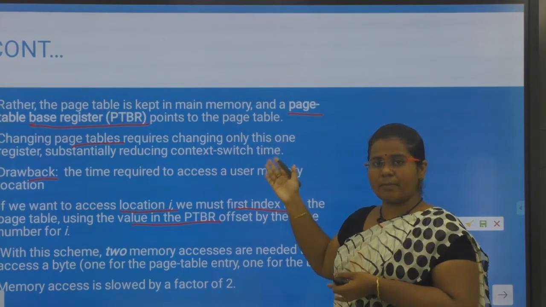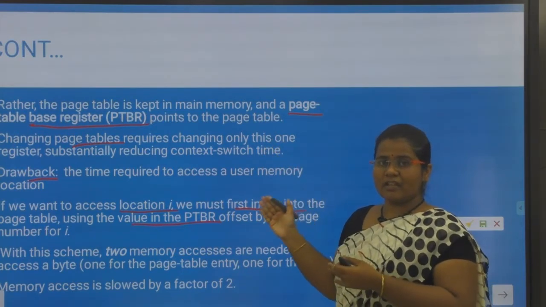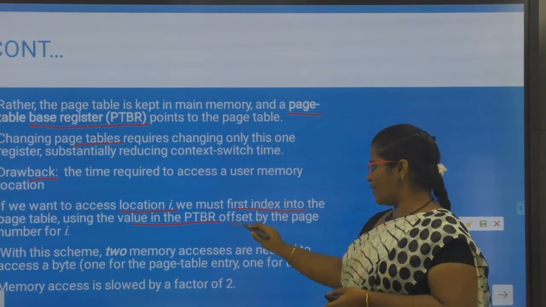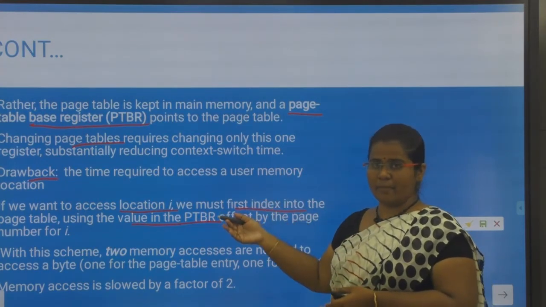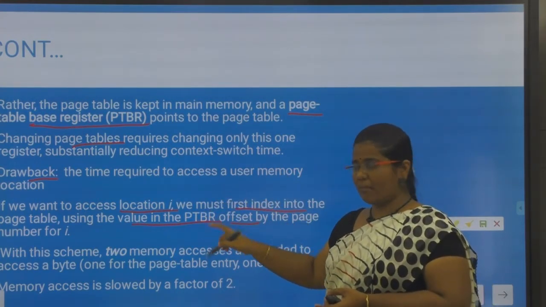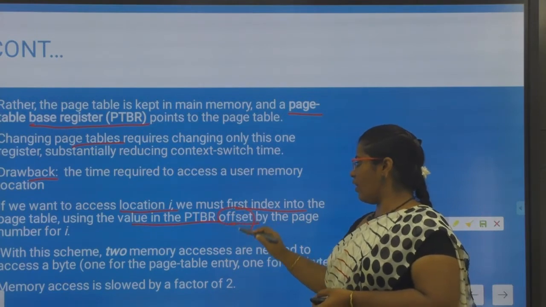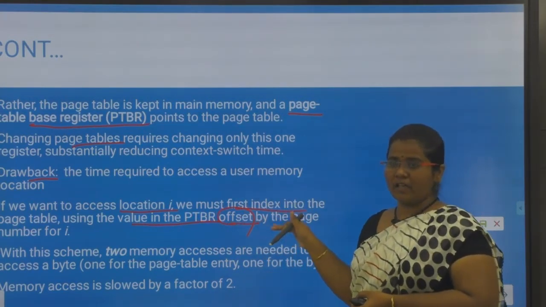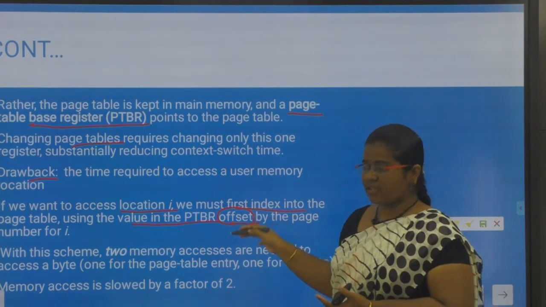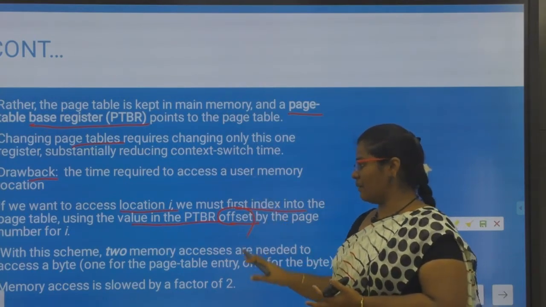So from that page table you will find out the page number. In that page number, which frame is present, you need to get the frame number. After getting the frame number, you need to check the offset, that is which byte should be executed. So all these actions may take some time.